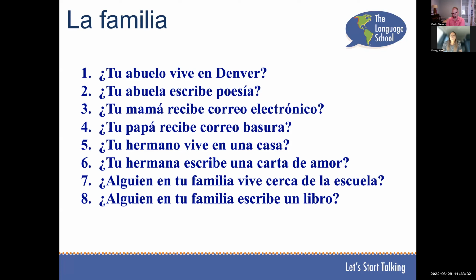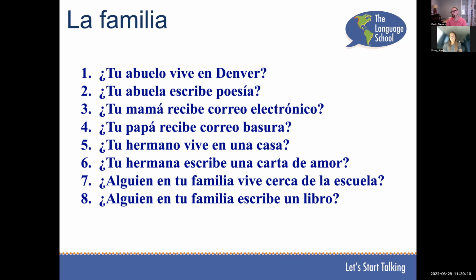No, abuela no escribe poesía. And don't forget to change to mi, right? Mi abuela no escribe poesía. There we go. ¿Tu mamá recibe correo electrónico? No, mi mamá recibe no correo electrónico. Where does the no go, Alex? Now you're putting it on the other side. No, mi mamá no recibe correo electrónico.